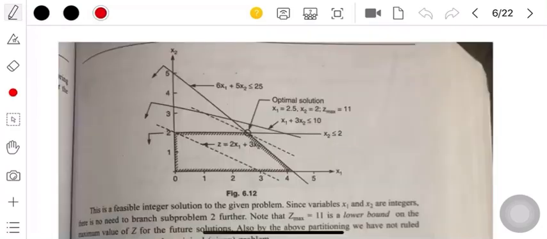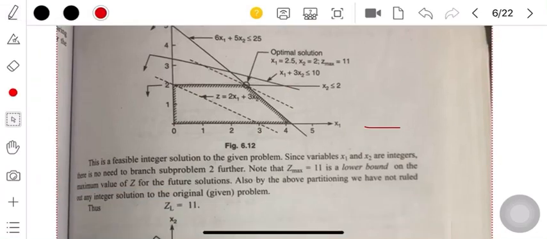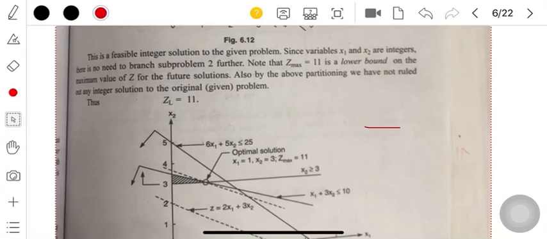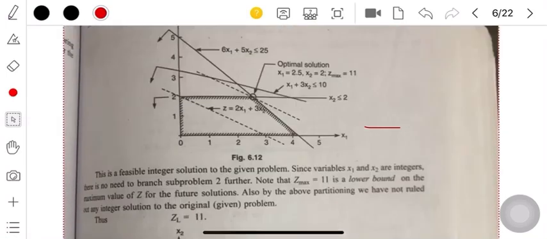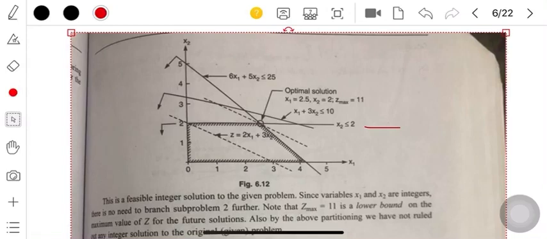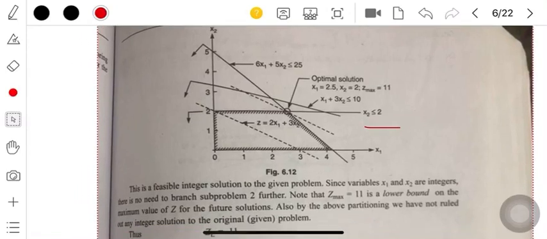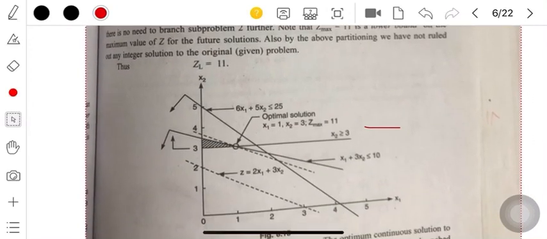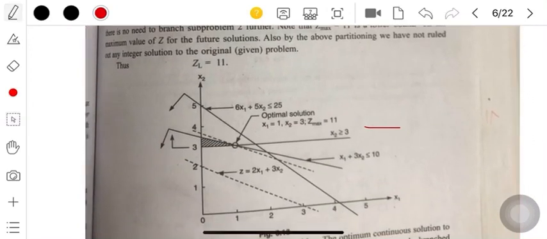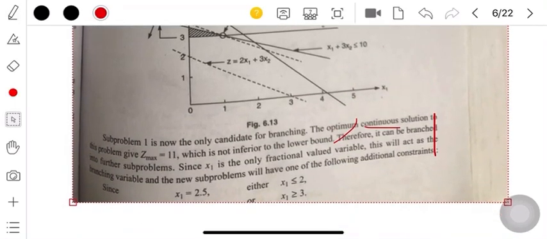Okay, so let me proceed further. Here it is shown how we have achieved the value using the graphical method. We have added an extra constraint, so I am not consuming much time. We have added one constraint here, x1 less than or equal to 2, and here we have added x2 greater than or equal to 3, and we have obtained the solution I have already discussed.